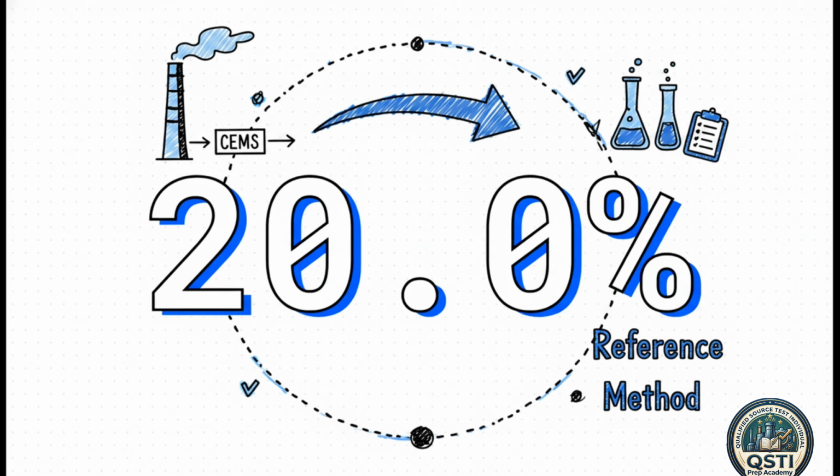And here's the second hard number, 20.0. When you're running that big, complex equation 3-1 we just looked at, the relative accuracy of the CEMS must be no greater than 20.0% of the mean value of the reference method data. That's your allowable margin of error when you're mapping the new equipment back to the gold standard.